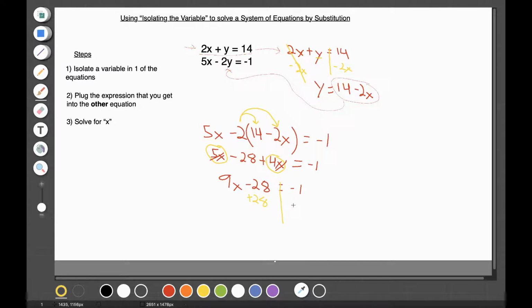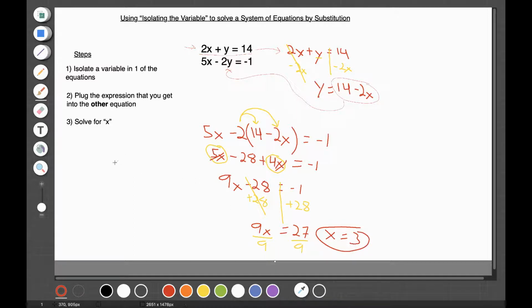And this is really where we start thinking about that on both sides. If you did it to this side, you have to do it to this side. Cancel those out. We have 9x equals negative 1 plus 28 is 27. Okay, we're down to the last step to solve for x. We're going to divide by 9, divide by 9. Okay, and we have 27 divided by 9, so x equals 3.